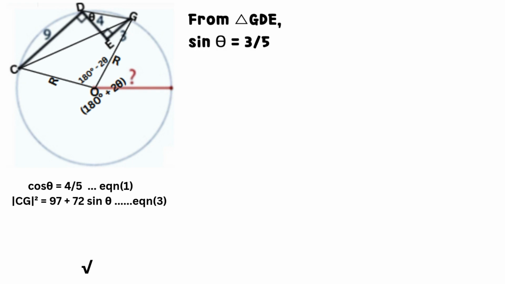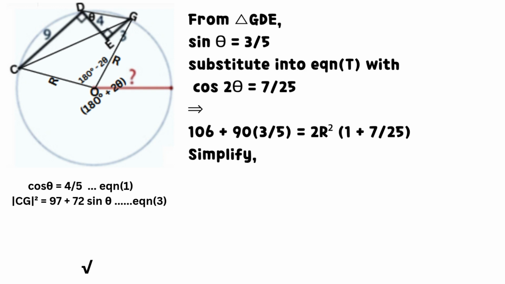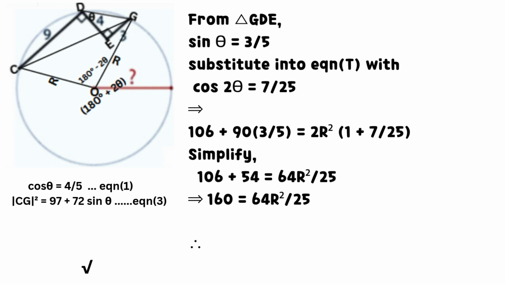From triangle GDE, sine theta equals 3 divided by 5. Substitute the obtained values into equation 6. This implies that the sum of 106 and 90 times 3 divided by 5 equals 2 times the product of the square of r and the sum of 1 and 7 divided by 25.